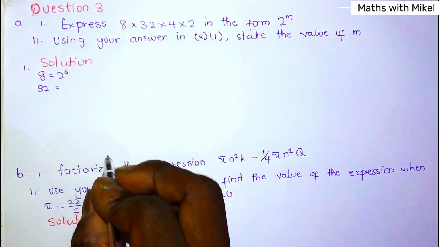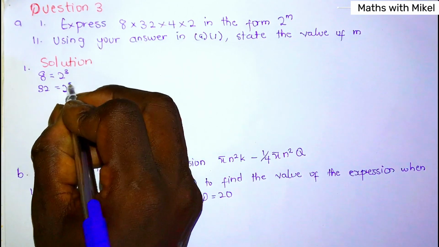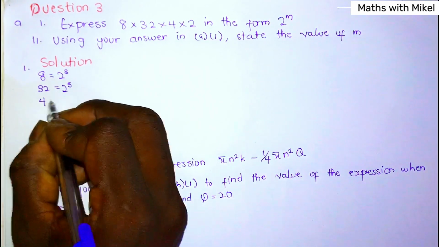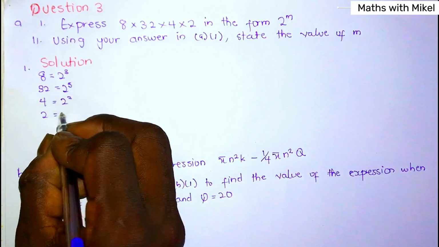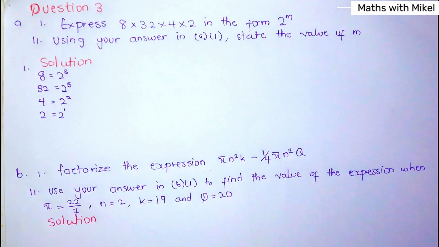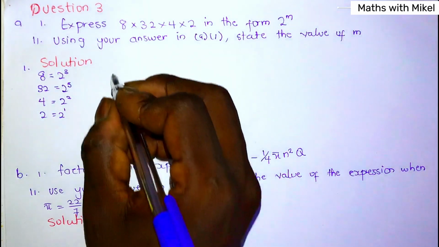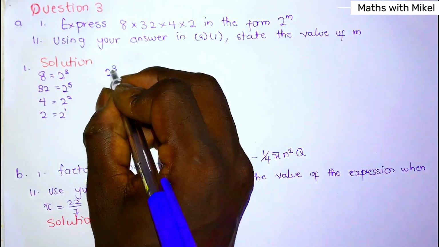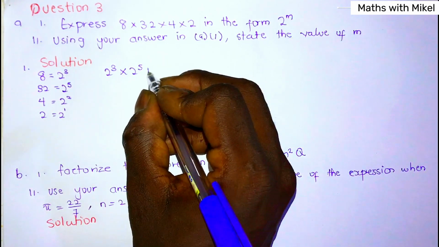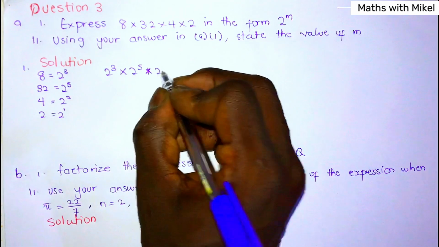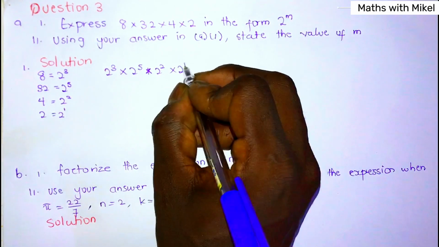32 is the same as 2 exponent 5. 4 can be written as 2 exponent 2, and the 2 itself is 2 exponent 1. So the expression is going to be 2 exponent 3 times 2 exponent 5, times 2 exponent 2 times 2 exponent 1.